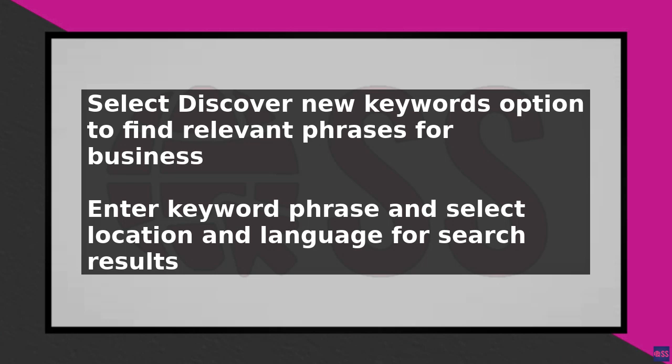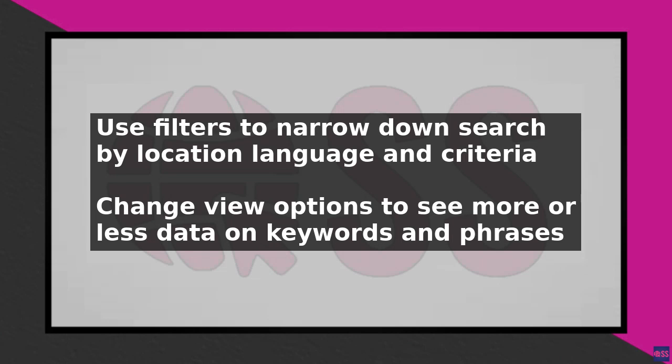The results page will show you a list of keywords and phrases that are related to your search term, along with data on the average monthly searches, competition level, and suggested bid. You can use this data to identify the most relevant and high-traffic keywords for your business.